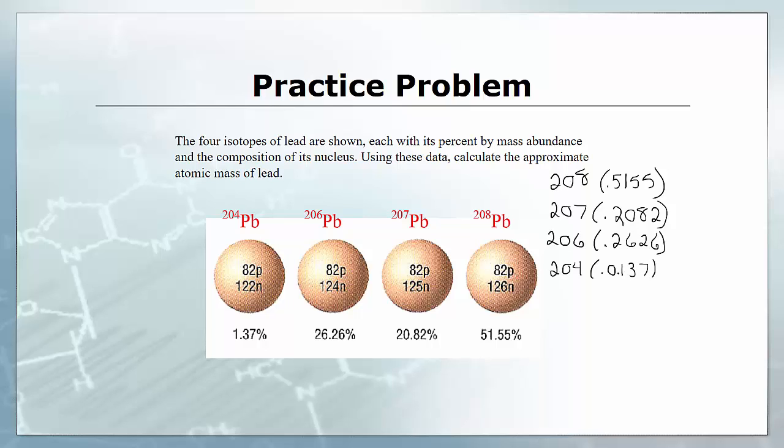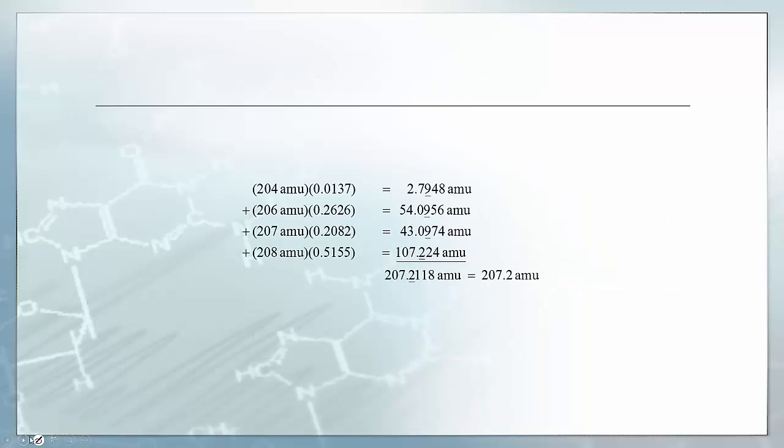Now notice that these numbers are all given in whole numbers. So your 208, 207, 206, and 204. If you were to look those up, you'll get more decimal points to it. But for the sake of making sure that you know how to do this, this is what we would do. We would find out all of these products, and then we would add them together. And here is where you want to take a look at sig figs. We add them up. We get 207.2118 AMUs. And we round this to 207.2 AMUs.